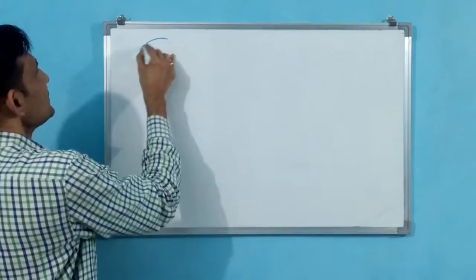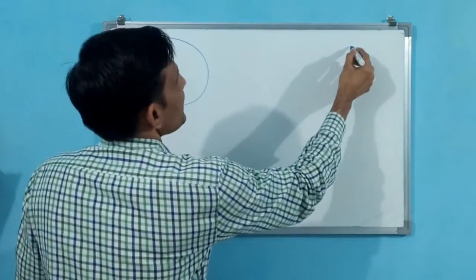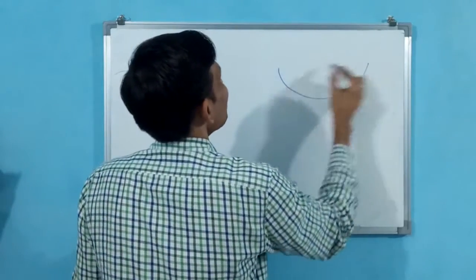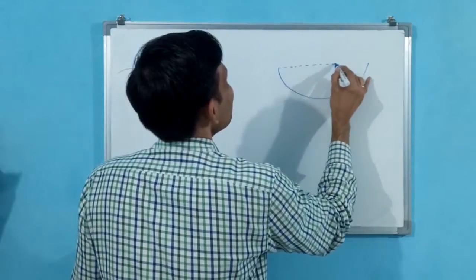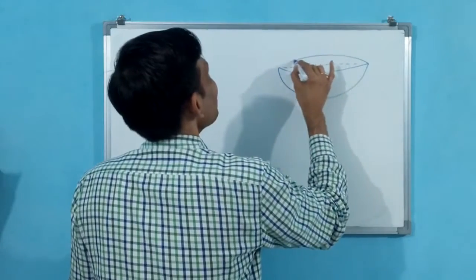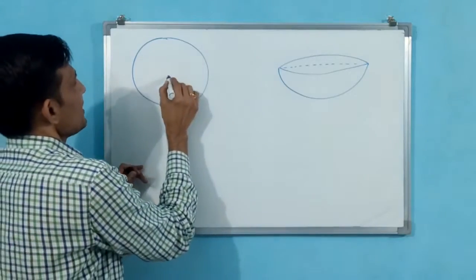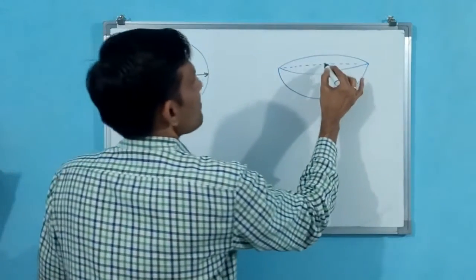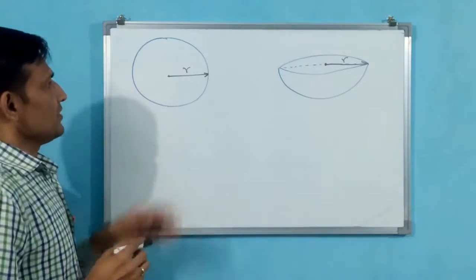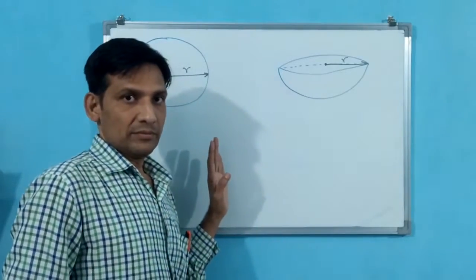Sphere. I take a sphere and I take a hemisphere. Hemisphere means like this. The sphere has radius r, and the hemisphere also has radius r. Okay, this is a sphere, this is a hemisphere. These are three-dimensional figures, not a circle.